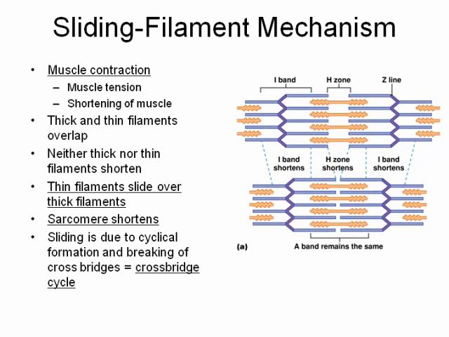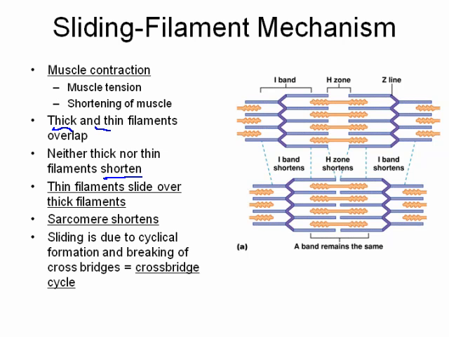So the sliding filament mechanism, well, it's what causes a muscle to contract. First of all, muscle contraction is the development of muscle tension. The tension causes the shortening of the muscle, and as we'll see, ultimately the lifting of a load. Sliding filament mechanism refers to the thick and thin filaments that overlap, and neither of them will shorten.